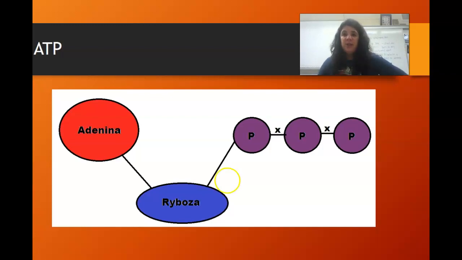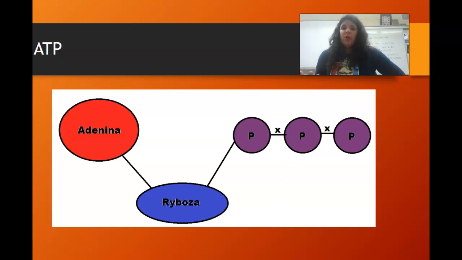When the cell is doing things that require energy, these phosphates will break off. They'll get used. They're like pockets of energy. Just like when you turn your cell phone on and you check your emails and your text messages, and all of a sudden you start to lose bars as the day goes on, just like your phone is using energy and those bars are decreasing, ATP kind of works the same way.